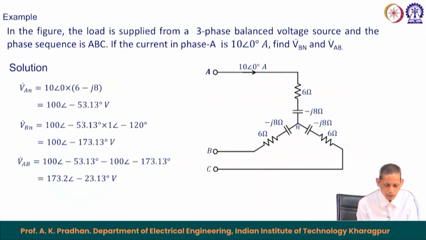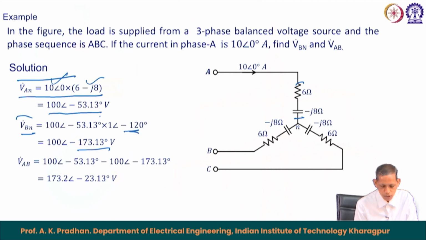So, looking into the answer, V A N becomes equal to, as I said, current into the corresponding impedance. So, that we got to be 100 with an angle of minus 53.13. V B N lags this by 120 degrees, so we got 100 with minus 173.13. These are the phase voltages.